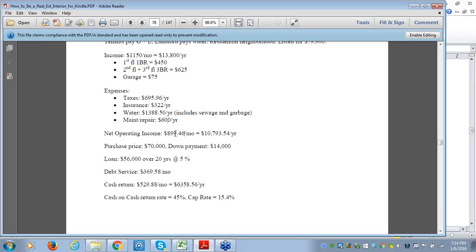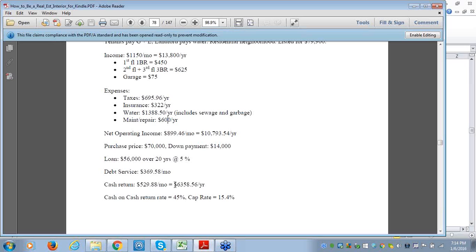Now, if you take this amount and subtract it from your monthly net operating income, $899.46 minus $369.58 leaves you a cash return, cash in your pocket, of $529.88. So let's repeat real quick. Your rents less your non-debt expenses is $899 a month, minus your mortgage payment of $369 leaves you an in-pocket cash flow of $529.88 per month.